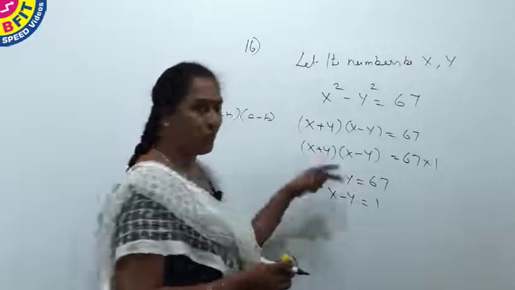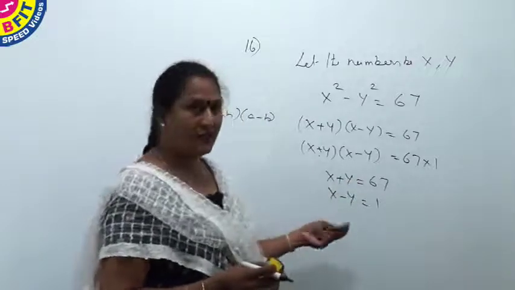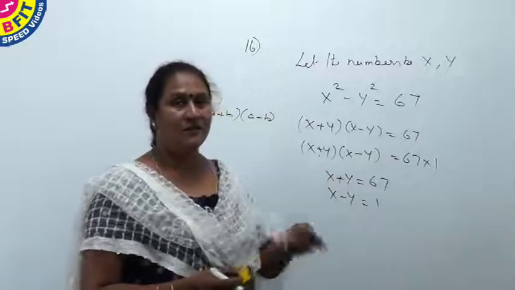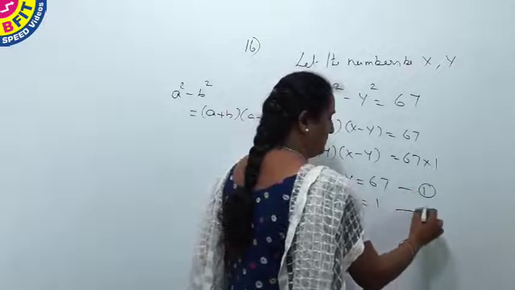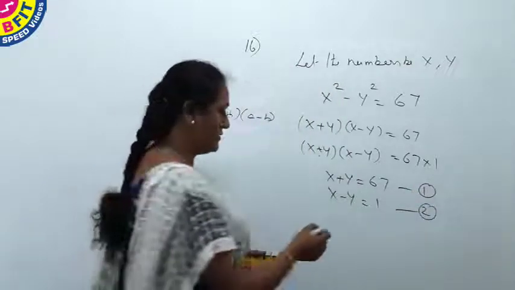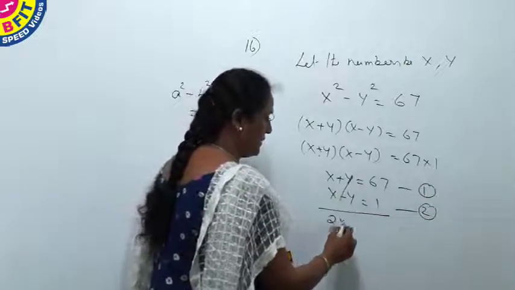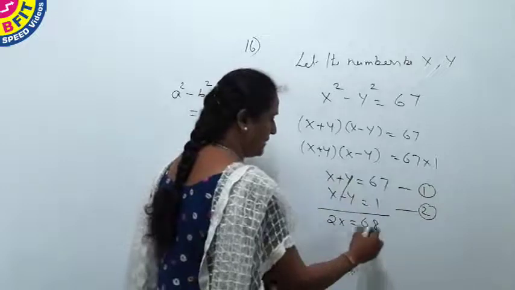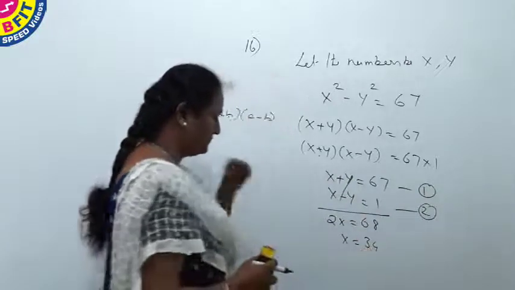So now we have two equations. By solving we can get the values of x and y. We can square those numbers and give the answer. So now by the elimination process, we have 2x equal to 68, so x is 34.